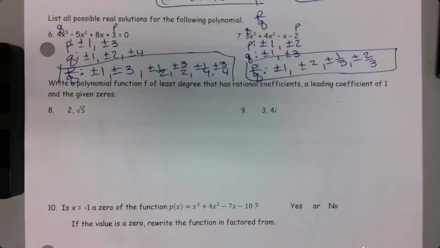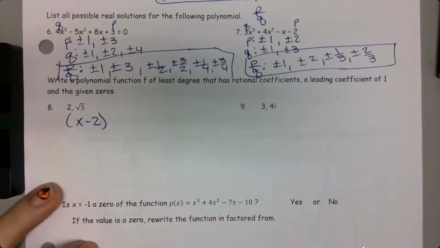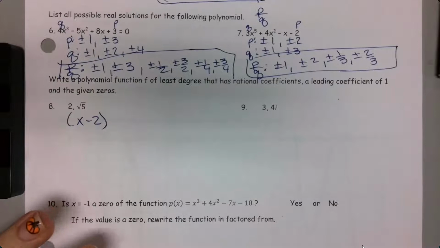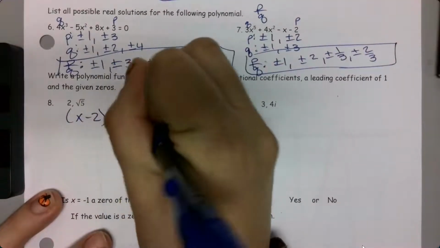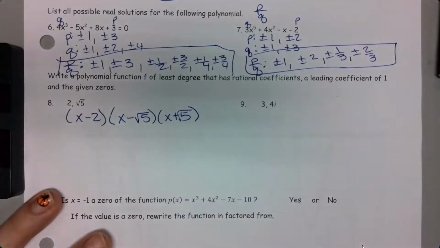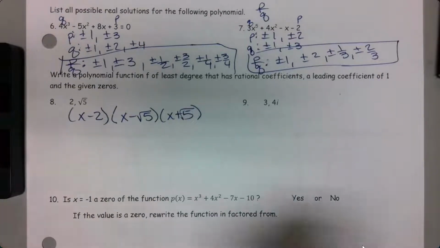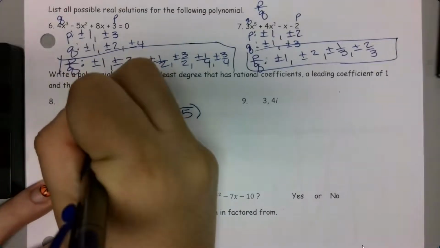This next one wants me to write a polynomial function f of least degree that has rational coefficients and a leading coefficient of 1 with the given zeros. So I have 2. That one is going to be x minus 2. And then I have the square root of 5. Whenever I have square roots or imaginary numbers, this means I have matching pairs. So I'm going to have x minus the square root of 5 and x plus the square root of 5. Remember, for zeros, I always do the opposite signs. So I'm going to actually multiply these out before I mess with my x minus 2 term.